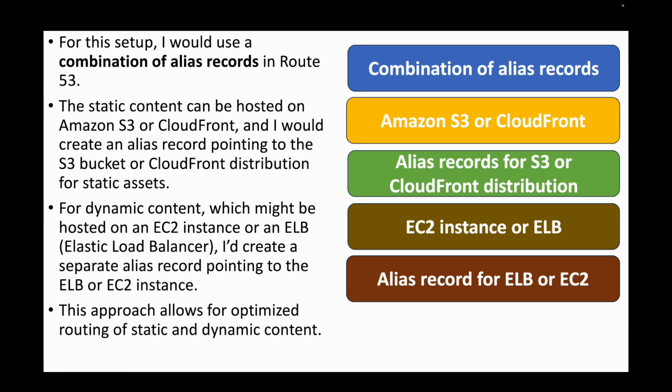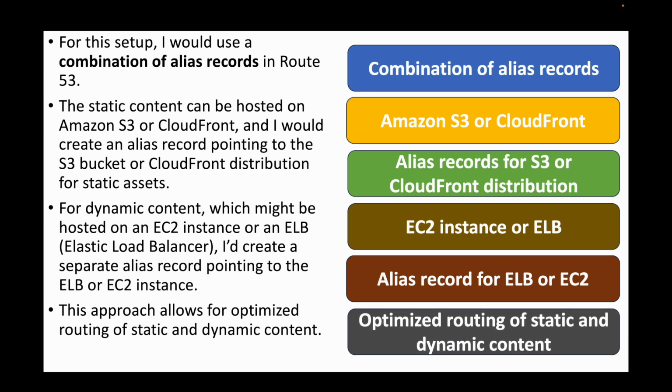And this approach will help you to optimize routing of your static content as well as your dynamic content. So for your static content, you can make use of your S3 buckets or CloudFront, and for your dynamic content, you can make use of your load balancer or your EC2 instances, and then you'll be creating the alias records for the respective contents.